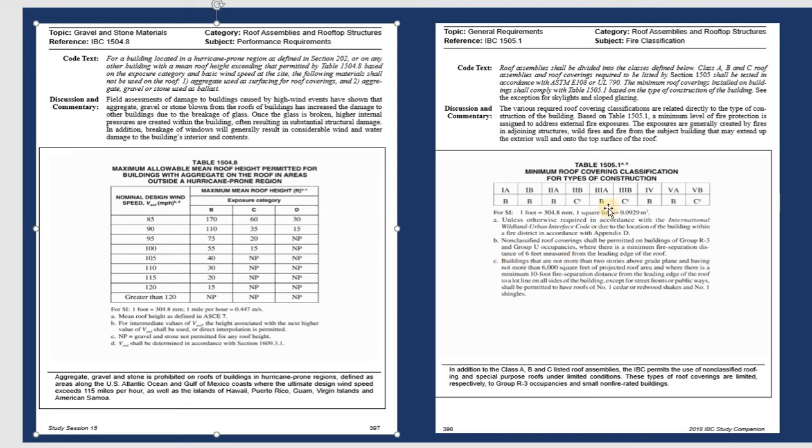Another table shows you the minimum roof cover classification for the type of construction. It depends on the type of construction and the category right here. So they decide the covering classification. For 1A you can use B, and if you have 5B you need to use C. C, C, and C. Unless otherwise required in accordance with the International Wildland-Urban Interface Code. So besides this one, we need to be concerned with the Wildland-Urban Interface Code to make sure that we use the right one for the type of construction and the roof covering.